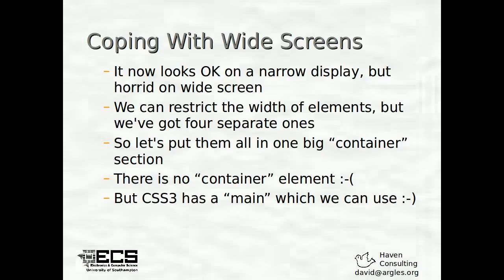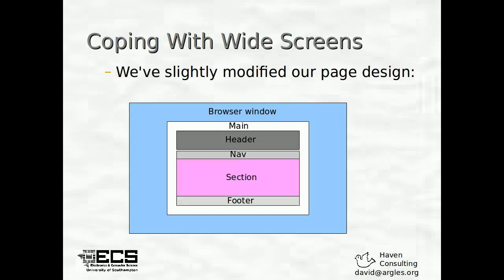So, okay, let's have a look at what this will look like. Here's our slightly modified page design. As we had before, we've got header, nav, section and footer, but they're now all contained in main. In this diagram here, main looks like it has a massive great border around it. We won't do that. Main won't be visible at all. It will just be an invisible container into which the other 4 slot.